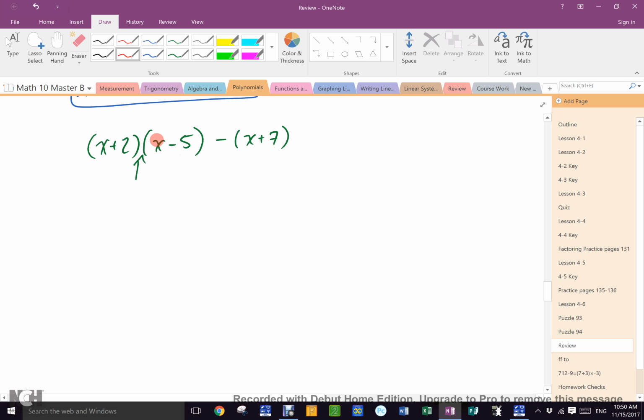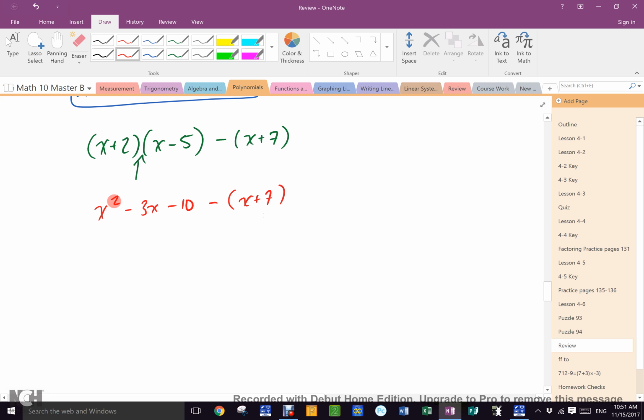Can I use my shortcut there if I know the shortcut? Yeah, because it's just x and x. If I don't know the shortcut, I got to double distribute, don't I? I'm going to use the shortcut. x squared minus 3x minus 10, yes? Then minus x plus 7, right?